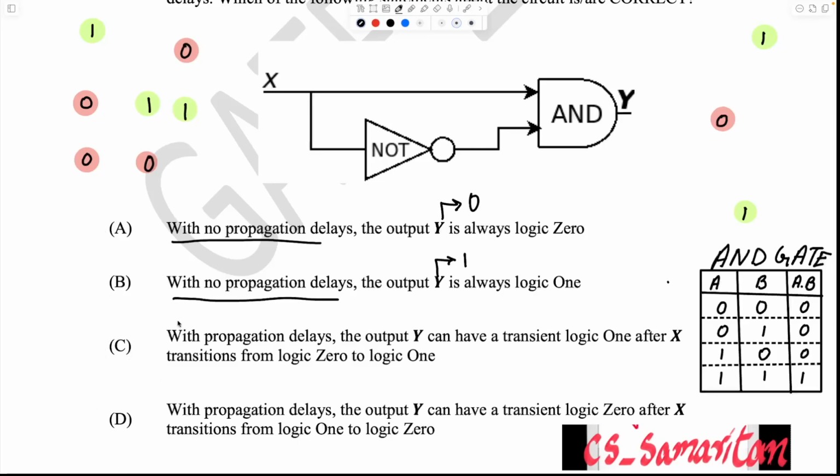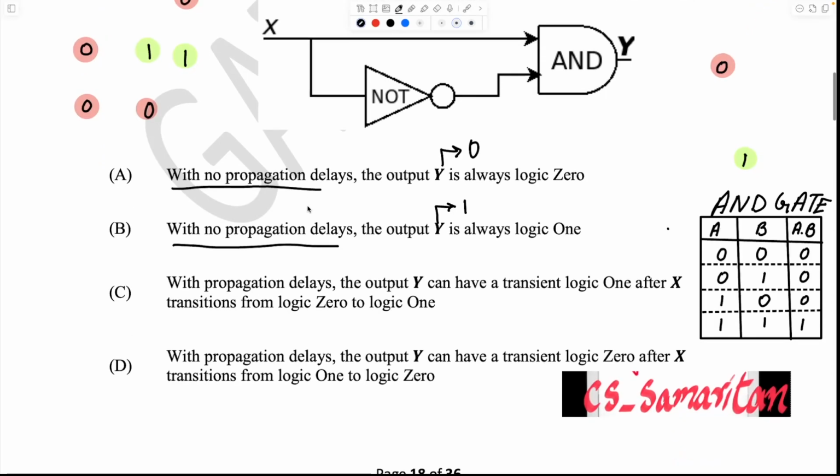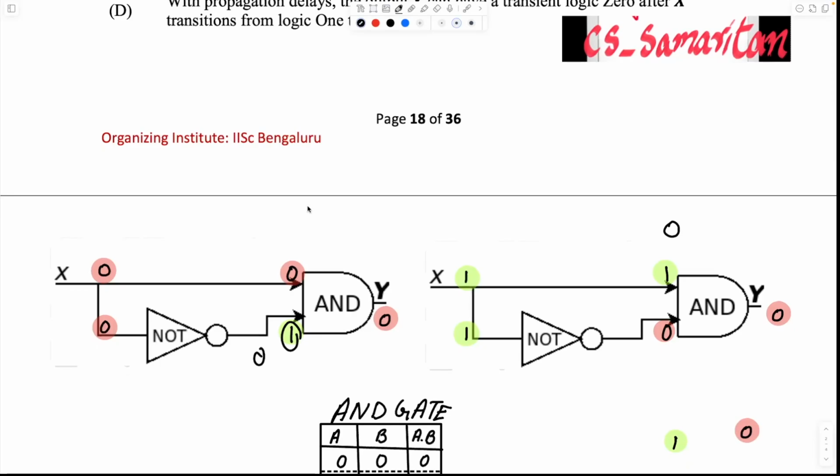So let's analyze the circuit in which there is no propagation delay, right? With no propagation delay being present, that means that after the input has been provided to the logic circuit, the output is produced instantaneously. That is, no time is required for the stabilization of the circuit, and as no delay is present in the gates or the wires, obviously the output will be instantaneous. That is the only logical conclusion, right?